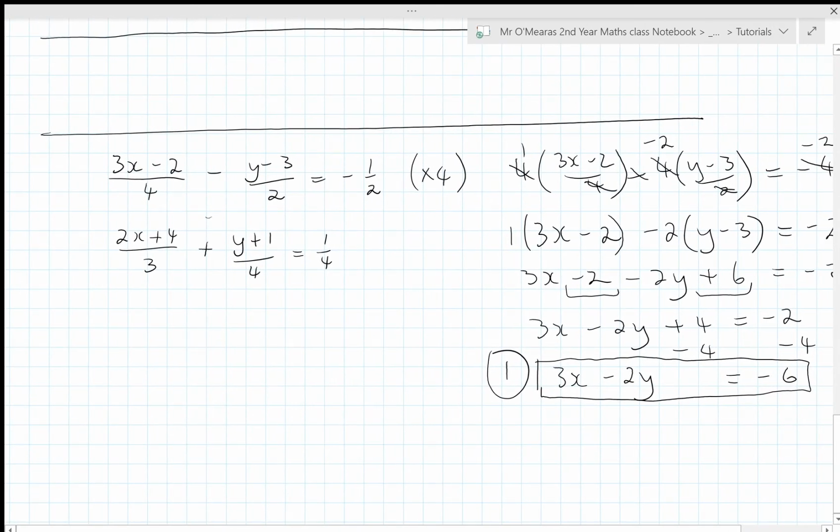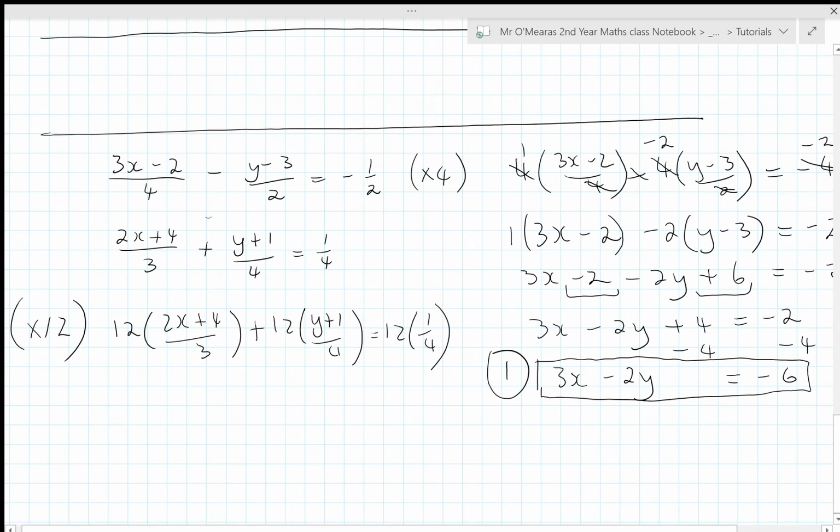So line number 2, we have (2x plus 4) over 3 plus (y plus 1) over 4 equals 1 over 4. The lowest common multiple for this one is 12. So we're going to multiply everything in the line by 12. So we have 12 times (2x plus 4) over 3 plus 12 times (y plus 1) over 4 equals 12 times 1 over 4.